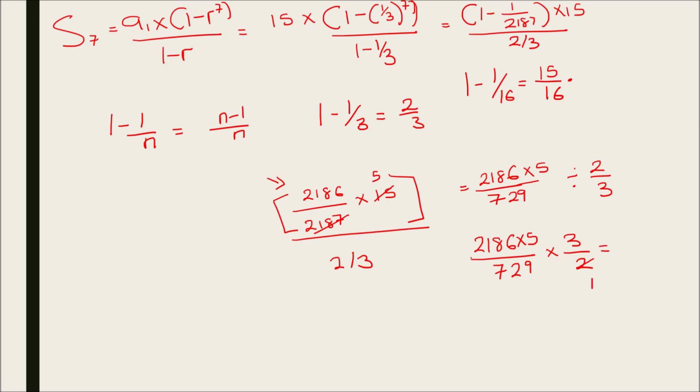2 here goes here. 2 in 2186 should give me 1093 times 5. 3 goes here, and 3 in 729. So 729 divided by 3 should give me 243. Okay, now I can multiply by 5. 1093 times 5 will give me 5465 over 243.